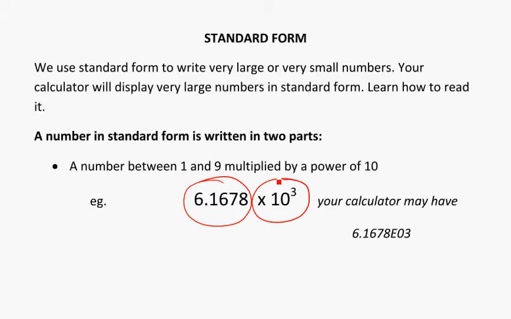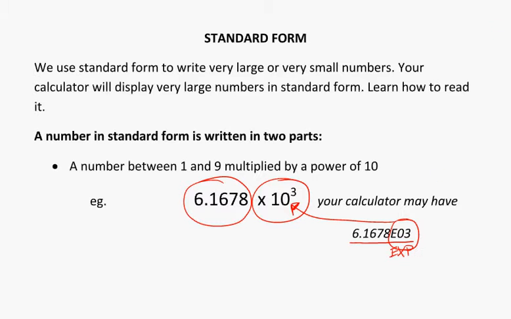Now your calculator may have something that looks like this, 6.1678 E03. Now that means the E03 bit is the same as times 10 to the power of 3. The E is the exponent, and we'll learn about that in the next lesson, how to key that in. But you need to know how to recognize it.